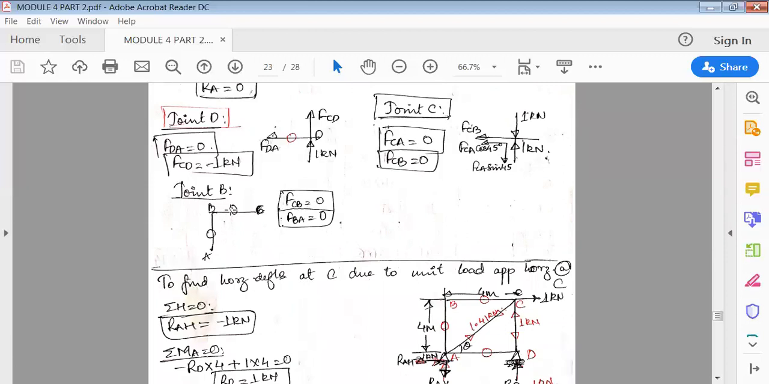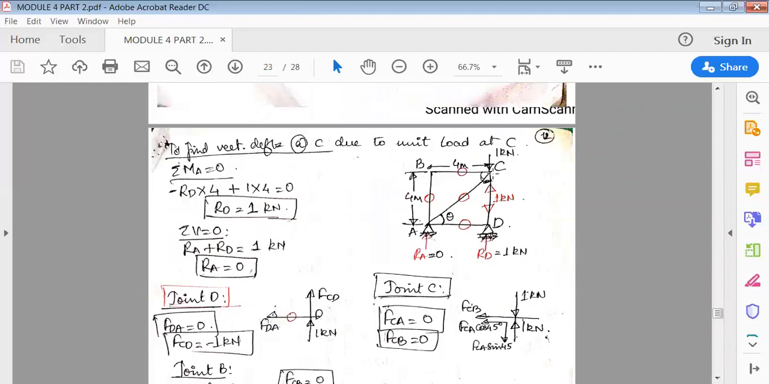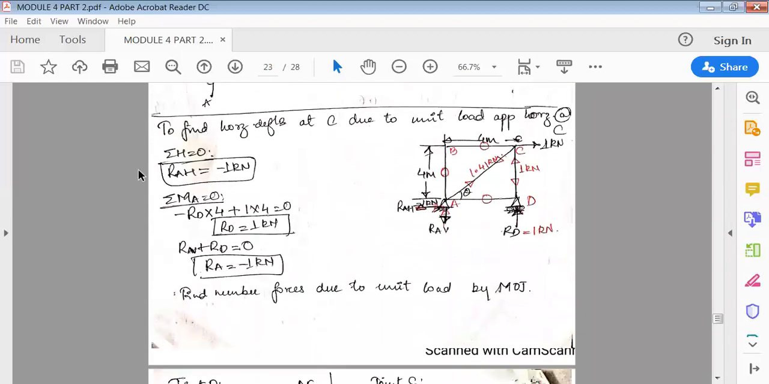Then come to joint B. Once you find this, mark it here and leave it as it is. Next, we'll calculate the horizontal deflection at C. Same thing, they have asked to find both the vertical deflection at C and the horizontal deflection at C.